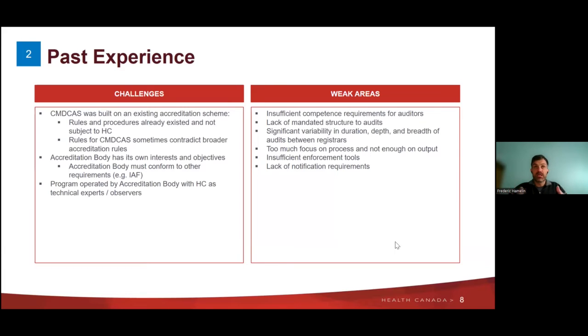We could set the requirements within the confines of our program, but things that overlapped with other schemes were really outside our purview. Additionally, the accreditation bodies did have to answer to the IAF, which is their peer review mechanism. And so sometimes they needed to perform certain activities or do things a certain way because of those rules and that relationship with the IAF, which wasn't necessarily in line with what we wanted to do. And of course, because it was operated by this accreditation body, and we only acted as technical experts or observers, we didn't really lead the on-the-ground work of the oversight of these organizations.